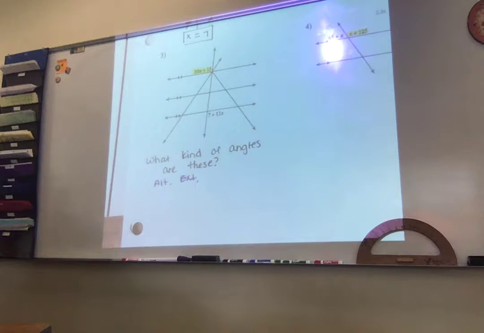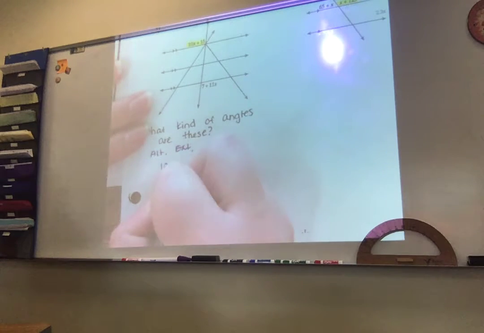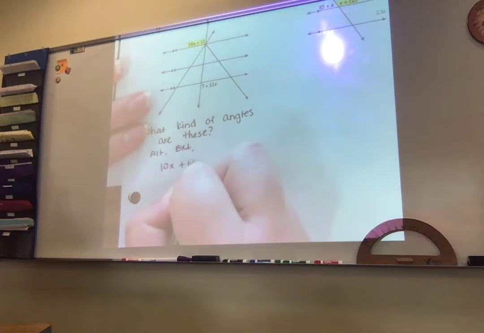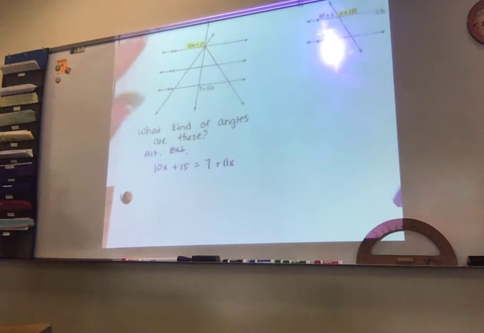So part of what you need to do in your quiz is write the equation. What's my equation going to look like? Wait, are we doing this on our quiz? Yep. So these angles have to be equal to each other. How am I going to set up that equation? 10x plus 15 equals 7 plus 11x. Beautiful. Nice job, Peter.